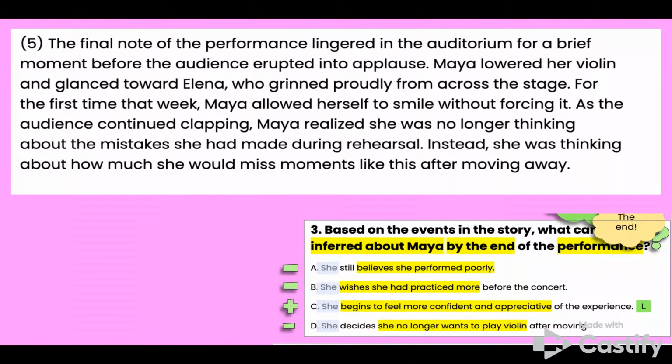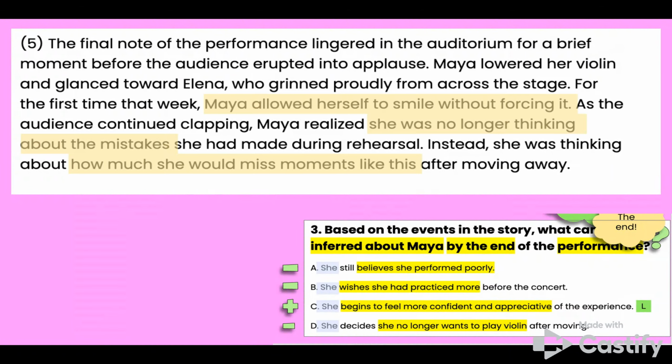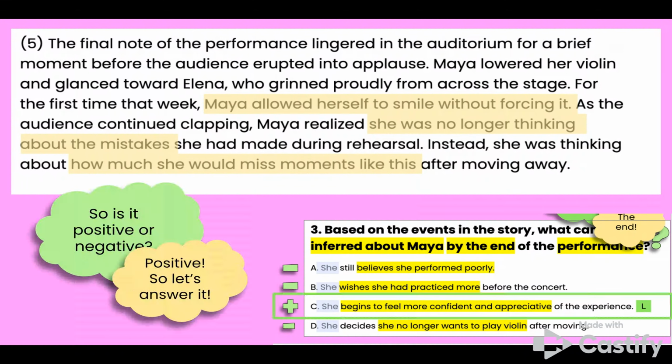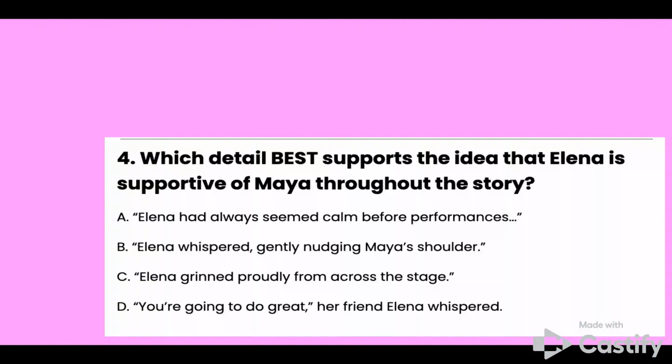There's a picture on the screen. Have the class read, or you read. And also I picked out some things to highlight. Okay, so these are all the things that show Maya, right? Maya allowed herself to smile without forcing it. She was no longer thinking about the mistakes. She was thinking how much she would miss moments like this, right? So is it positive or negative? They're going to say positive. Well, that made it very easy for the answer.